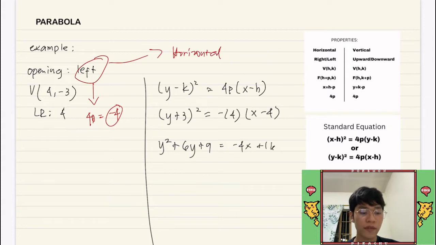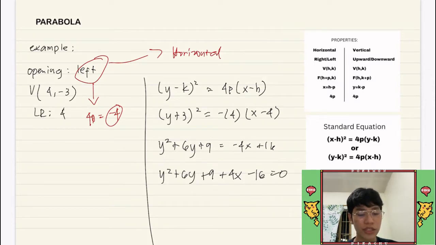So move -4x + 16 to the left side of the equation. So we now have y² + 4x + 6y + 9 - 16 = 0. Combining like terms, we now have the general equation y² + 4x + 6y - 7 = 0.